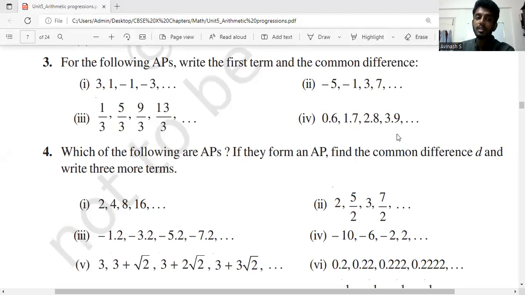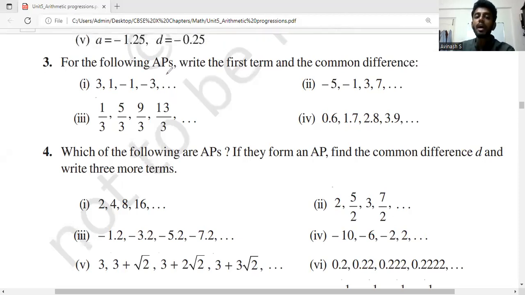When it comes to the third question, they have already given that they are APs, and we are supposed to find the first term and common difference. We need not do all the differences like we did in the previous problem, because they've already given it's an AP. So any two consecutive terms can be taken to find the common difference. For the first subdivision, A is 3, and the common difference, maybe we can use second term minus first term, so we get minus 2. So the first term is 3 and the common difference is minus 2.